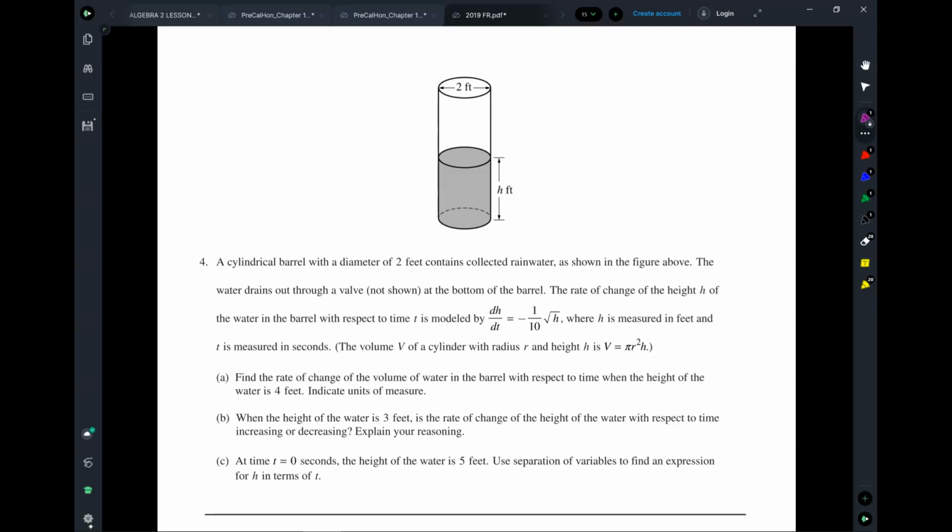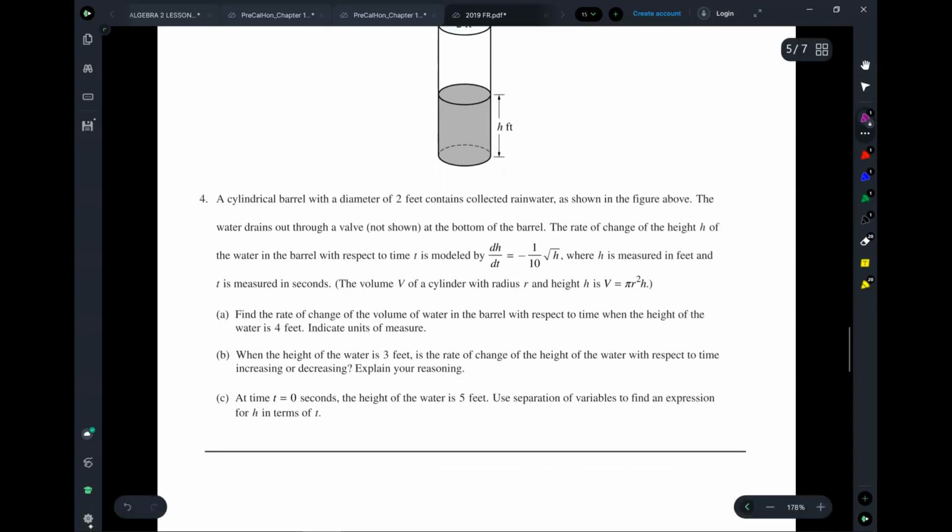Okay. So a cylindrical barrel with a diameter of 2 feet contains collected rainwater, obviously not in LA, as shown in the figure above. The water drains out through a valve, also not shown, at the bottom of the barrel. The rate of change of the height of the water in the barrel with respect to time is modeled by this, dH/dt, where h is measured in feet and t is measured in seconds.